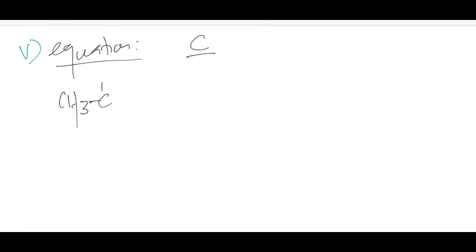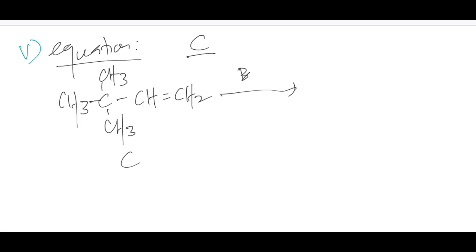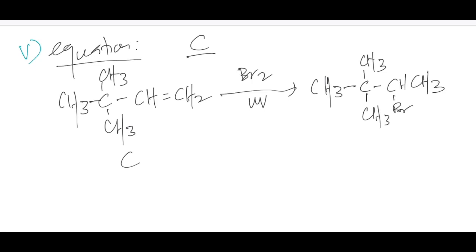We need to give the equation. Sorry, equation only for the positive one, that is our C. So we have CH3, C, CH3, CH3, CH double bond CH2, plus Br2, UV, and we get CH3, C, CH3, CH3, CHBr, CH3. Okay, that is the equation.